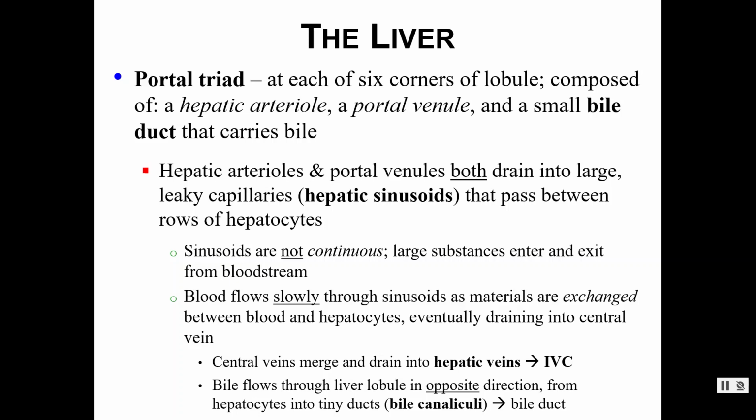At each of the 6 corners, we find what we call the portal triad. It's not going to shock you to learn that we've got 3 parts to the triad. These 3 parts are your hepatic arteriole, your portal venule, and a small little bile duct. The hepatic arteriole and the portal venule drain into the leaky capillaries that run in between the hepatocytes. We call these hepatic sinusoids.